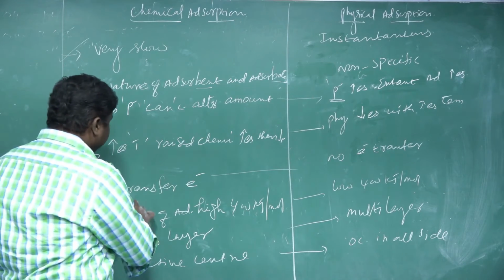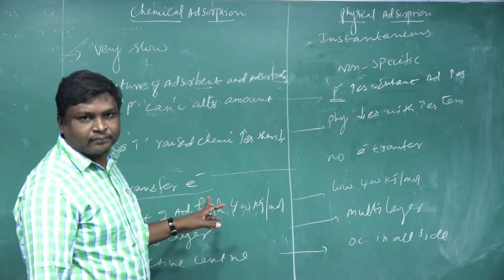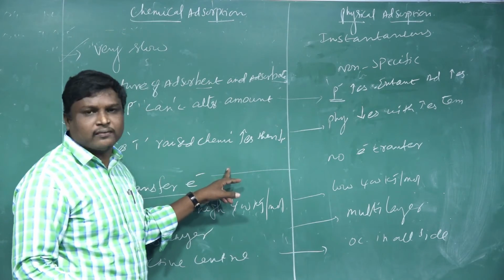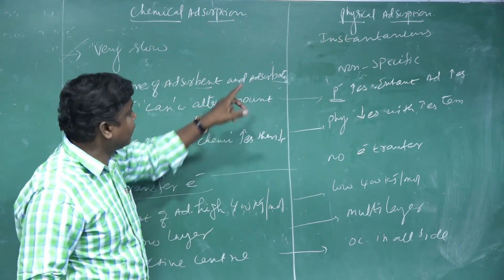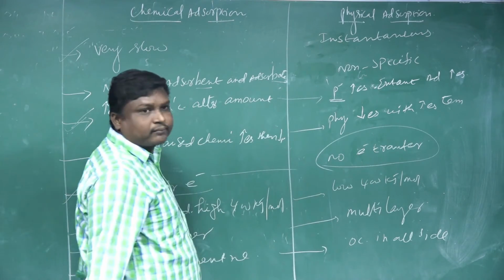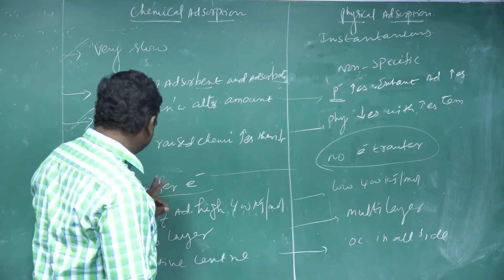Next, chemisorption involves electron transfer. Electrons are transferred from one active center to another. But in physisorption, there is no electron transfer.